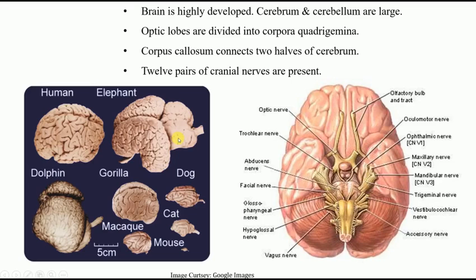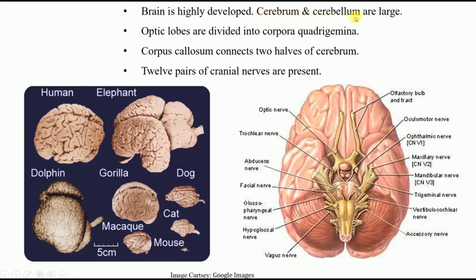The next one is concerned with the brain. So the brain among all the mammals is highly developed. Here you can see examples of the brain. For example, this is the brain of a human, this is the brain of an elephant, a dolphin. Now this is the macaque, that is a gorilla, mouse, cat and dog. Now this is overall the structure of the brain, and if you see, the brain is highly developed among all the mammals, and particularly they are provided with a large cerebrum and cerebellum.